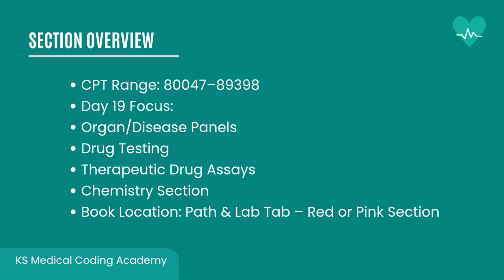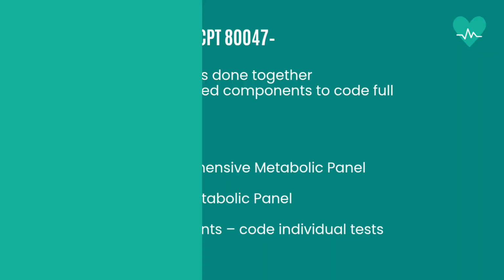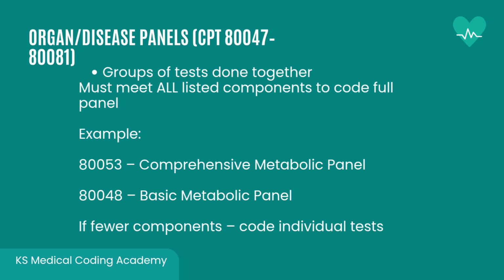Let's begin with panels. Organ and disease panels. Panels are groups of tests that are commonly performed together. Each panel has specific required components. You can only report the panel code, like 80053 for a comprehensive metabolic panel, when all required tests are performed. If even one required test is missing, code the individual tests separately. Be careful not to report both a panel and its individual components together.